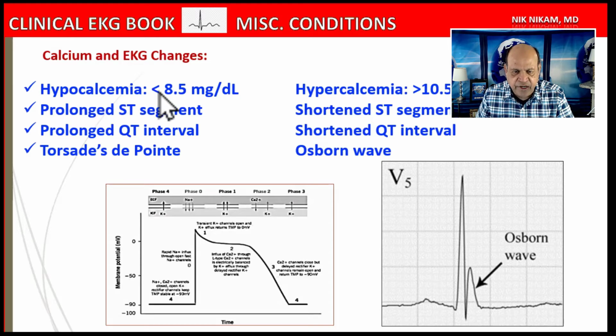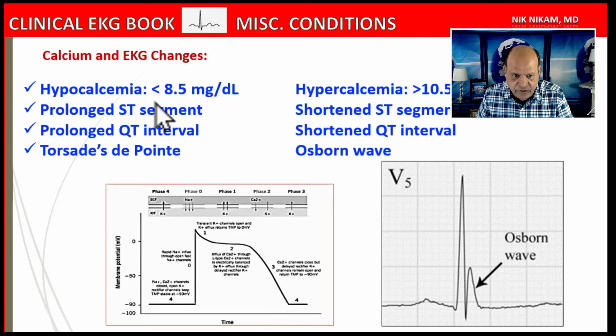Hypocalcemia is defined as a calcium level of less than 8.5 milligrams per deciliter. Hypocalcemia results in prolonged ST segment, prolonged QT interval, and it can also precipitate torsade. If you look at the action potential, the role of calcium comes during phase 2, as we can see here, and part of phase 3, where the calcium influx results in slow repolarization of the myocardial cell.